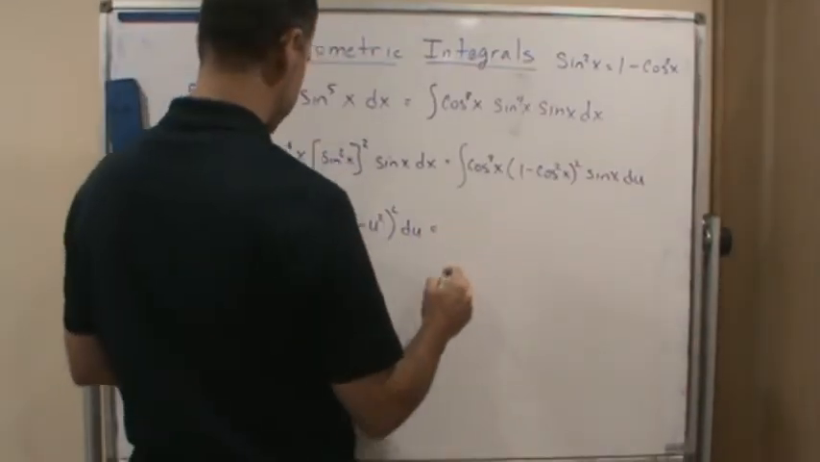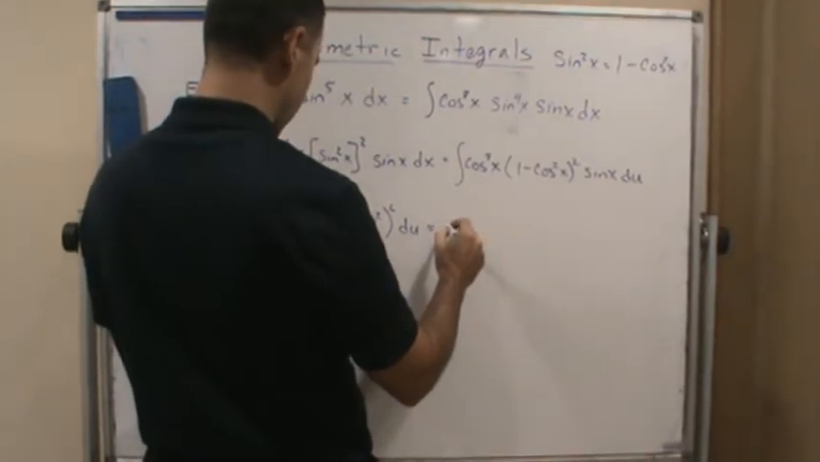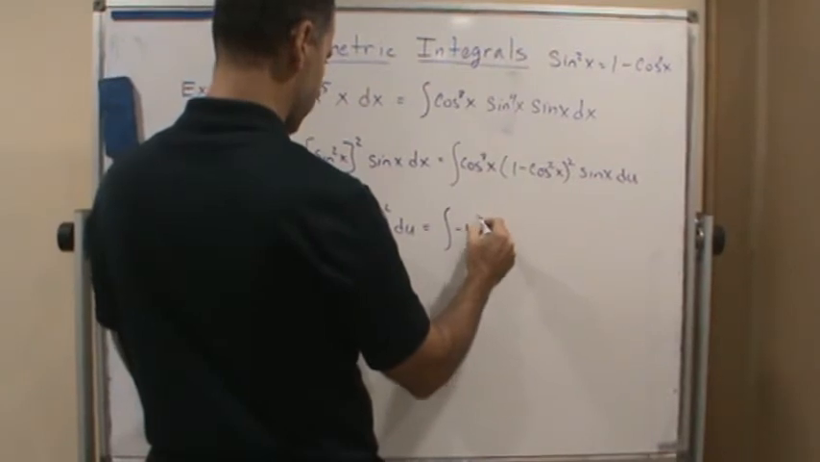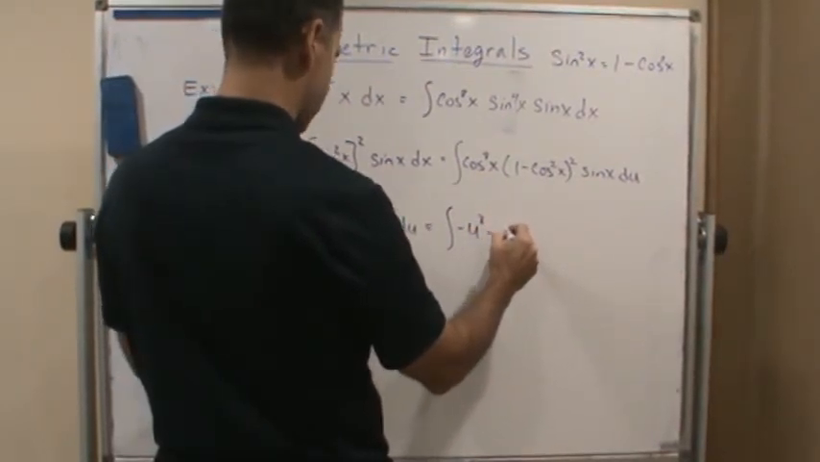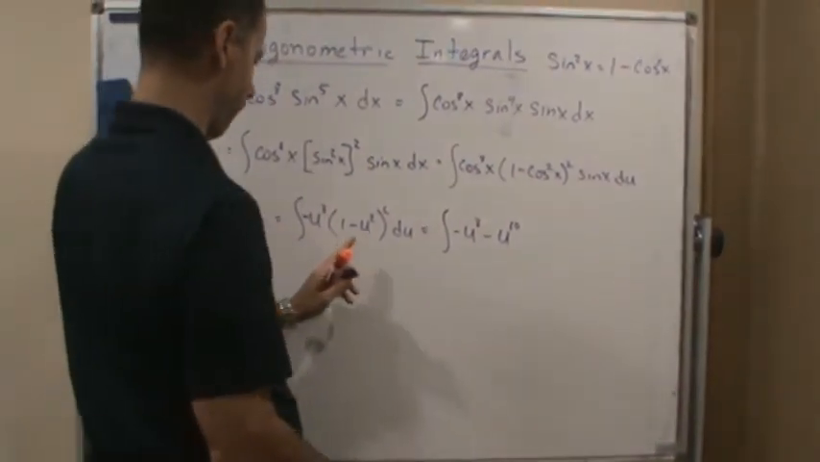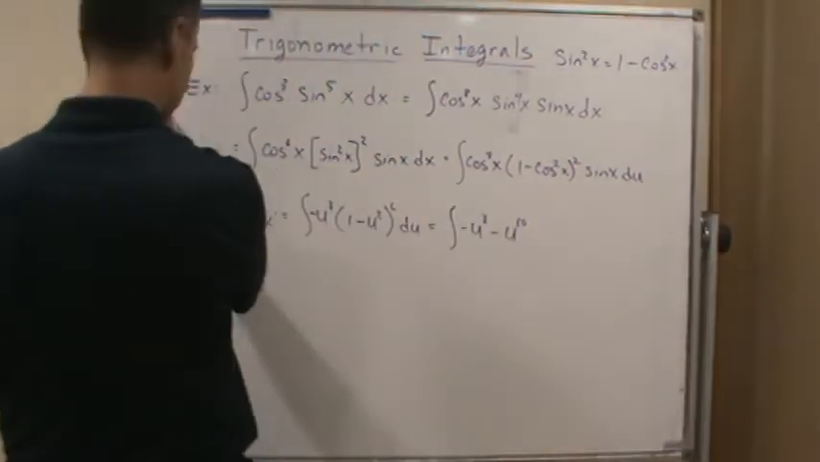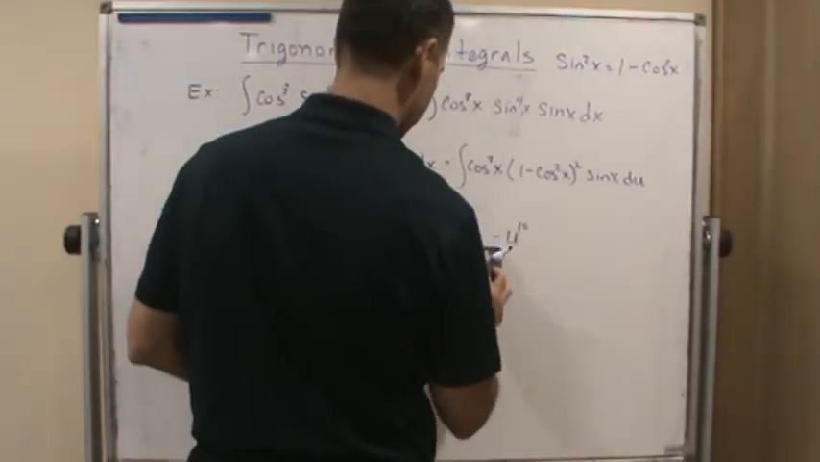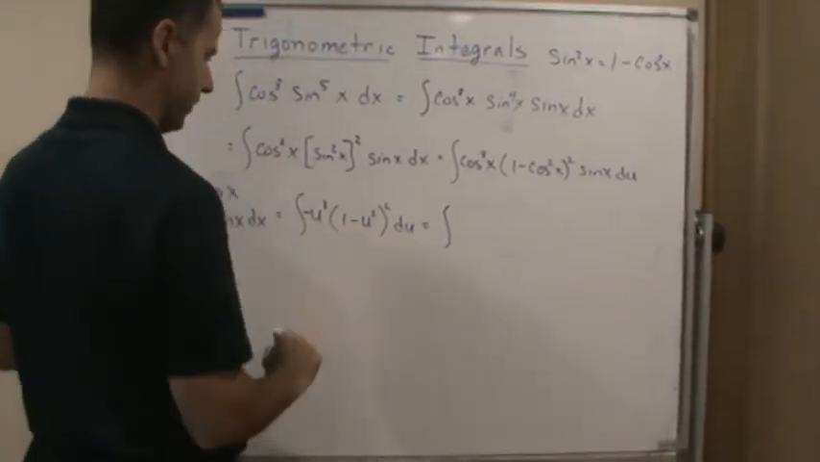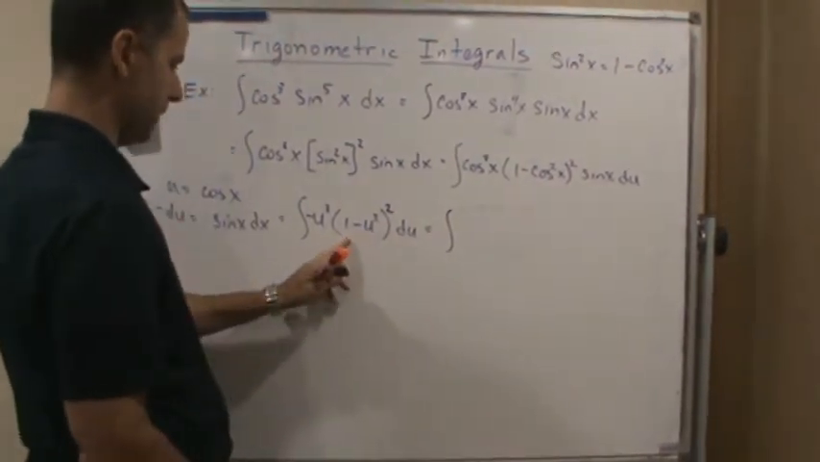And so now I have to simplify this, and this becomes what? This is going to become the integral of negative u to the 8th minus u to the 10th. Oh, I'm doing that wrong. Hold on. Just realized I'm not paying attention to the fact that this is squared. I forgot that that's squared. So this has to be FOILed first.